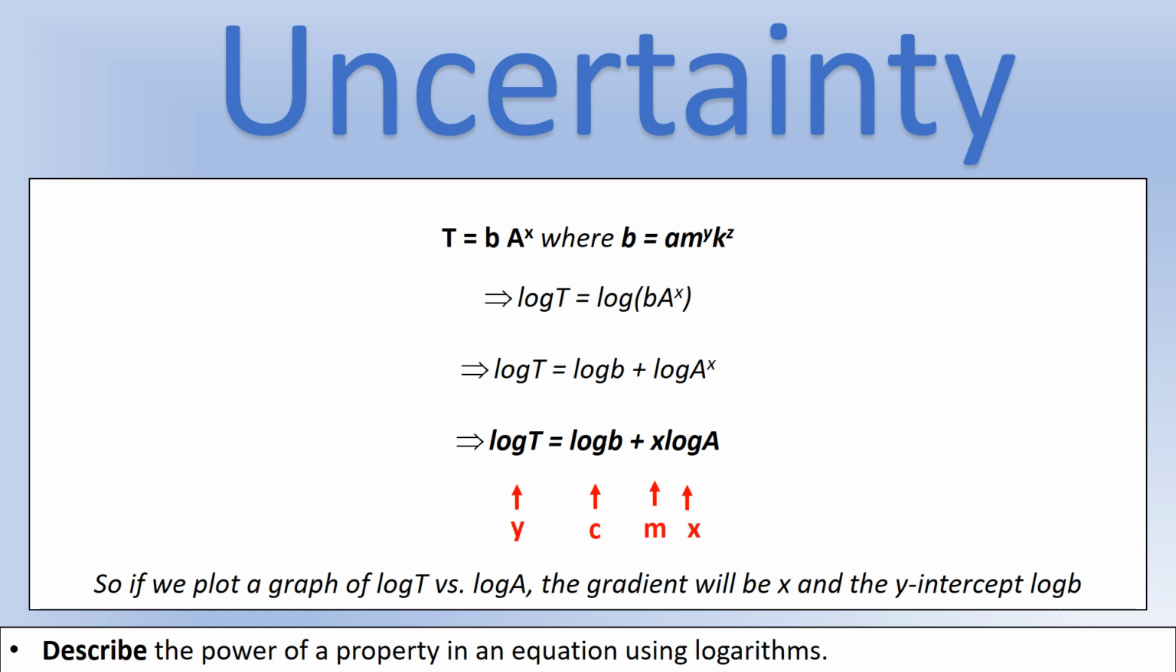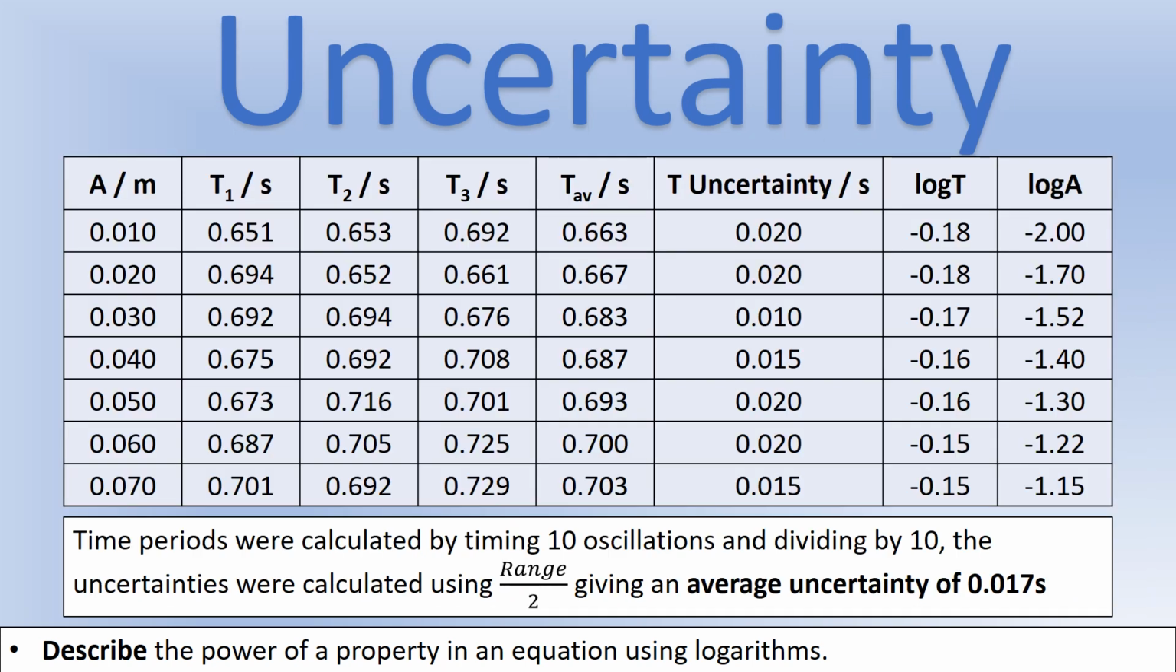So that's what I'm doing. I'm going to collect some data. Here it is. We've got amplitudes down the left, which were changed between 1 centimeter and 7 centimeters. My meter ruler measures to the nearest millimeter, so that's why we've got 3 decimal places. I did this by measuring the time for 10 time periods and dividing by 10 to get all my times there. We've again got the average time period.